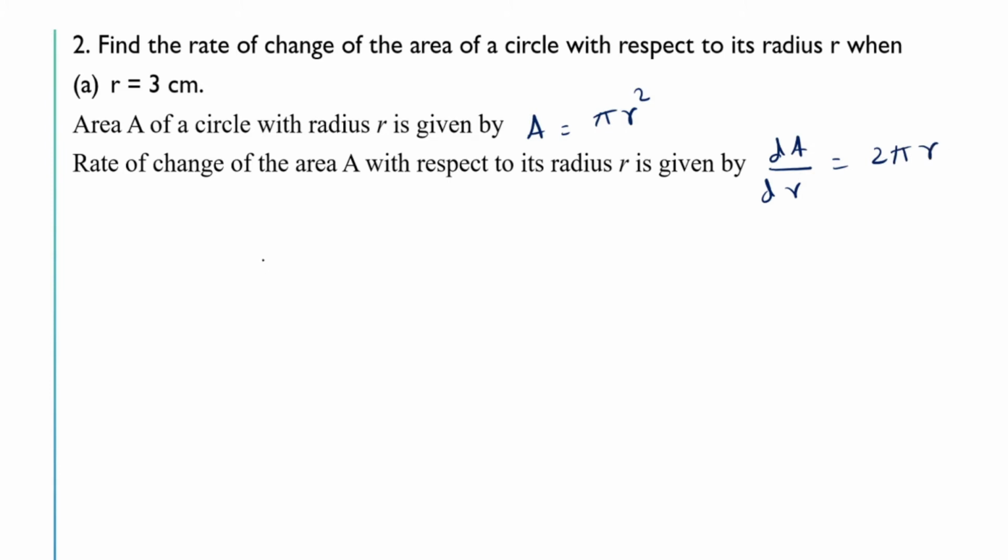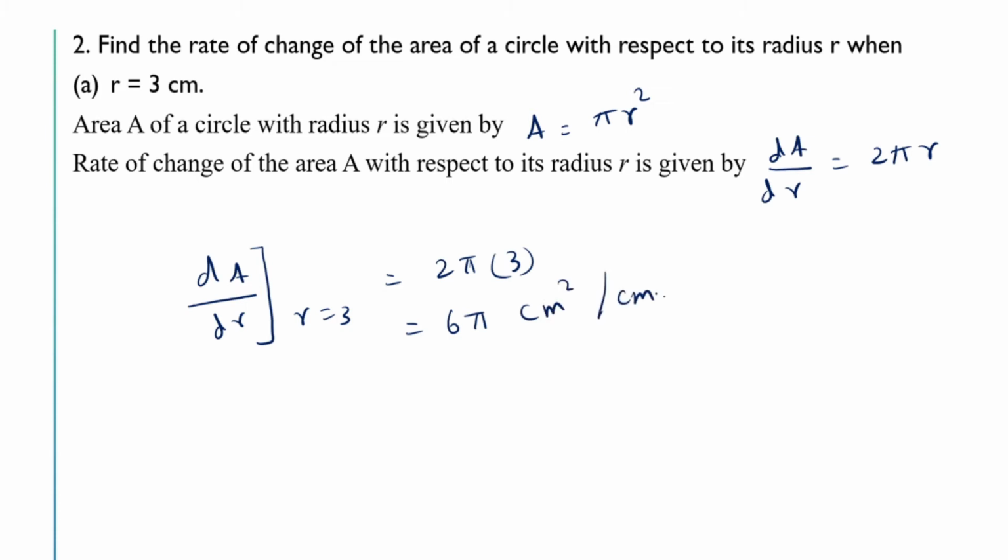Now they are asking rate of change of area with respect to its radius when r is 3 cm. So dA by dr when r equal to 3 is 2 pi into 3, that is equal to 6 pi centimeter square per centimeter. So the rate of change of area with respect to its radius is 6 pi centimeter square per centimeter. So for each centimeter change in radius, the area changes by 6 pi centimeter square.